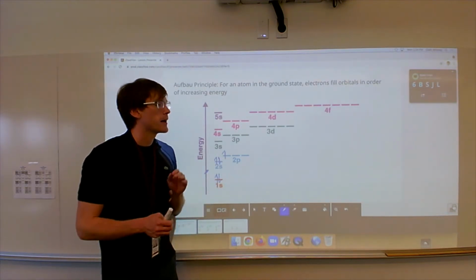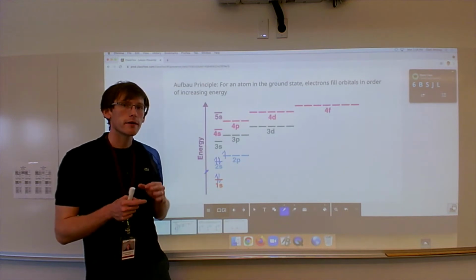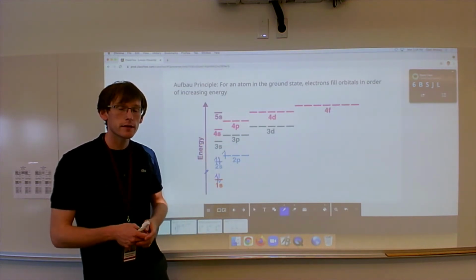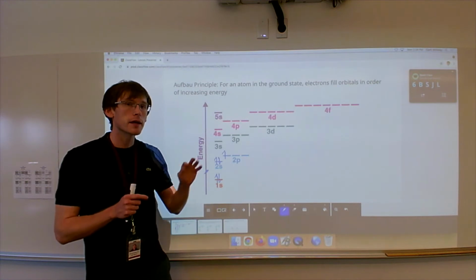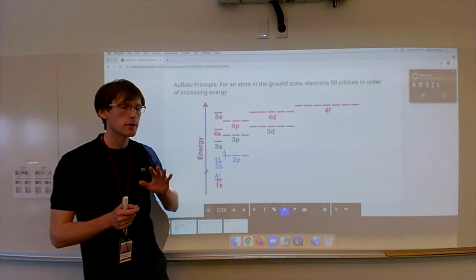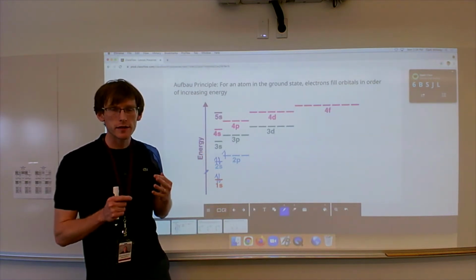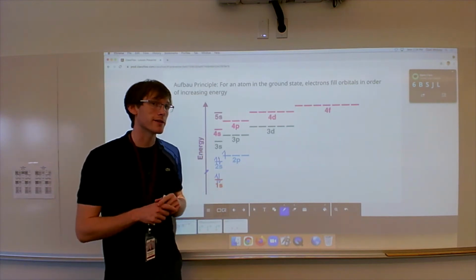Now, is it possible to have an electron jump up to a higher state? Yes. But it will be violating the Aufbau principle, and it'll be in what's called an excited state. That's something for a little bit later in this unit.